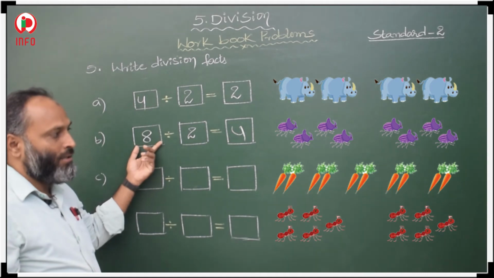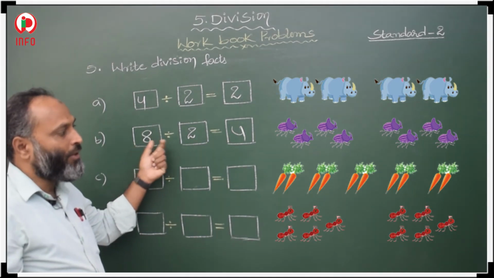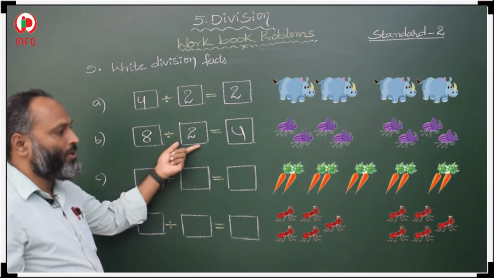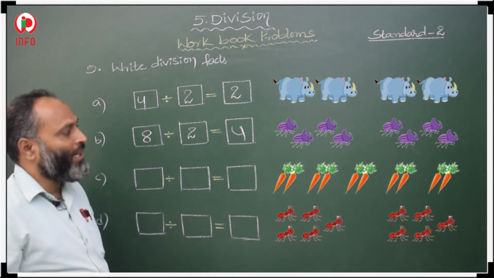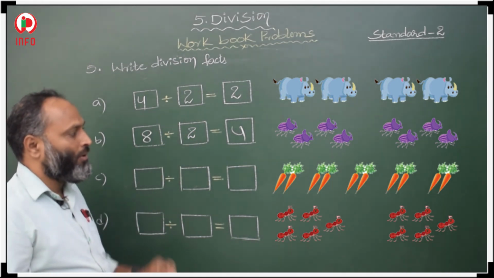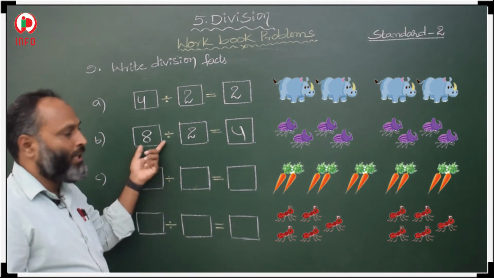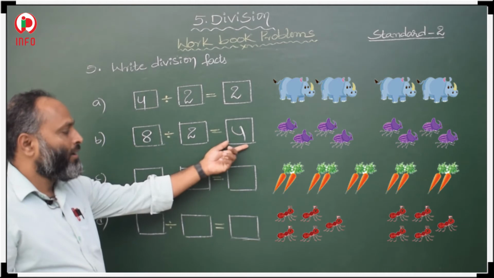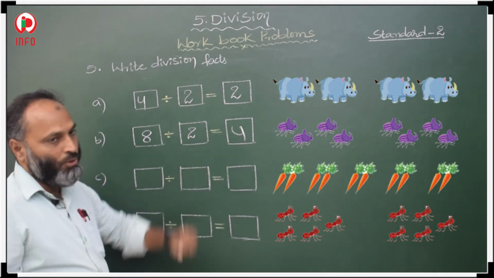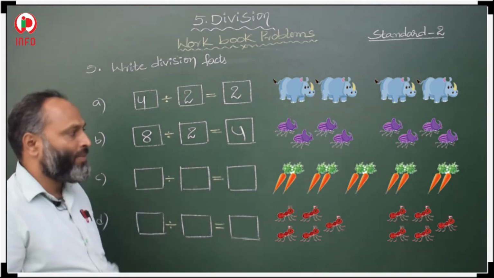Total insects, total 8 insects. How many groups are there in that? 2 groups. And how many insects were there in each group? In each group, 4 insects were there. That we have to write. This is total. This is number of groups. Then number of insects in each group. Then in the same way, carrots.